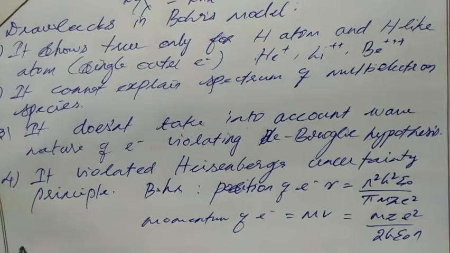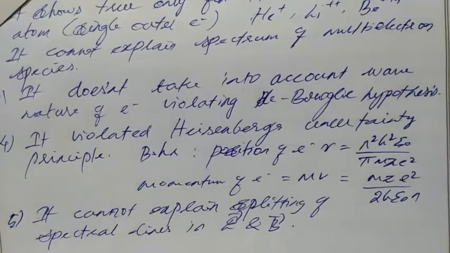Then the fifth point: it cannot explain the splitting of spectral lines in electric and magnetic fields. We know spectral lines are produced when an electron transfers from one place to another while giving out some energy. We have various spectral lines, but Bohr's model cannot explain them in an electric field as well as a magnetic field. How many spectral lines are emitted in an electric field and how many in a magnetic field, we cannot explain with Bohr's atomic model. So these are the drawbacks of Bohr's atomic model.